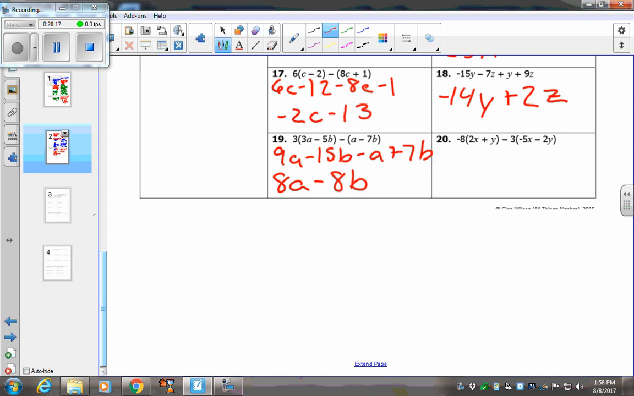Last problem. Tell me what to write. I heard negative 16. What did I forget? Negative 16 what? X minus 8y plus 15x plus 2y. Oh, that's not plus 6y.